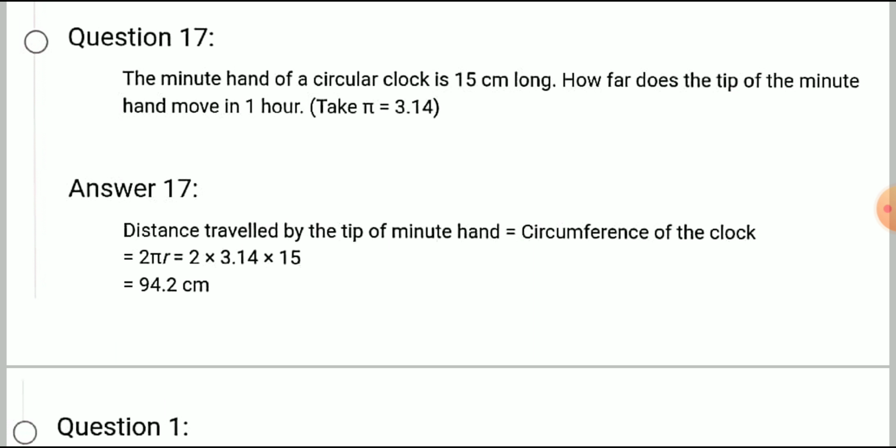Tomorrow I will start the last exercise of this chapter, and I suggest you to do all these questions in your copy. Because later on if you keep the work pending, you will have trouble. So complete your work in time.